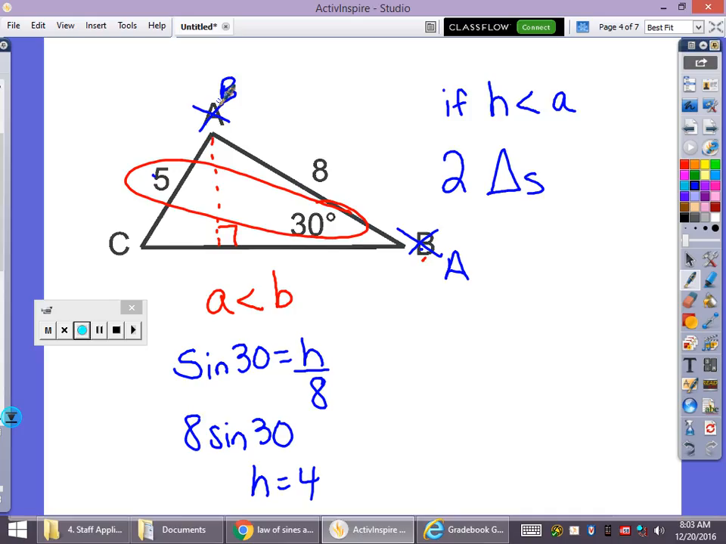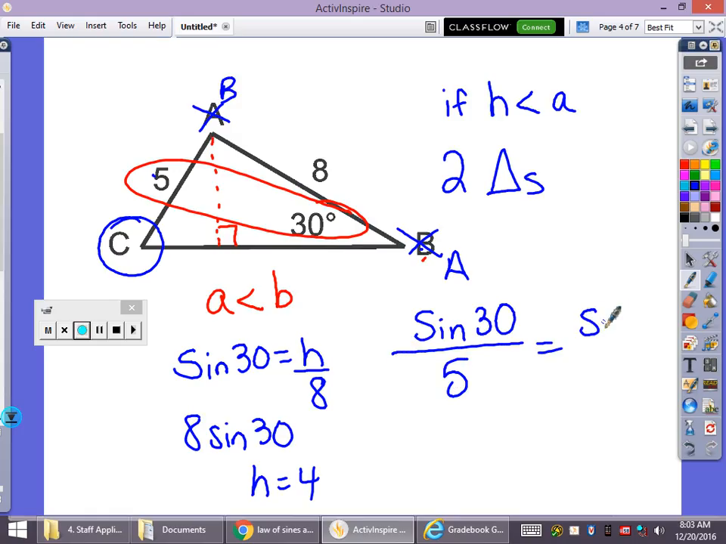You're trying to find the missing sides and angles of the triangle. Okay? So we are going to start by finding angle C, because I know lowercase c. I know side C. So I'm going to do the sine of 30 over 5 equals the sine of C over 8.